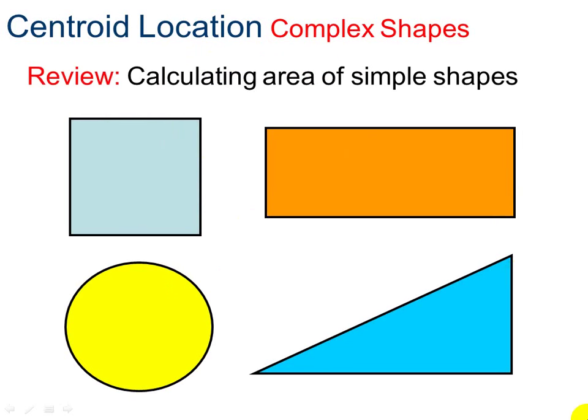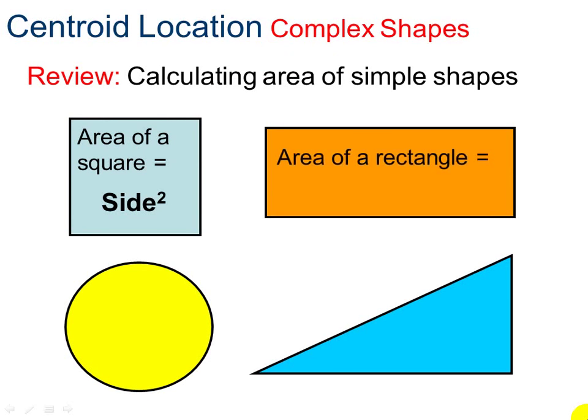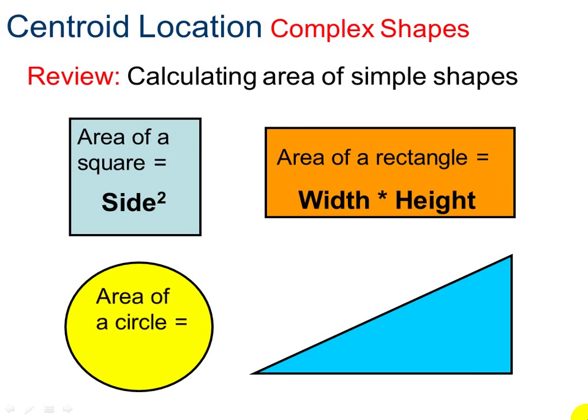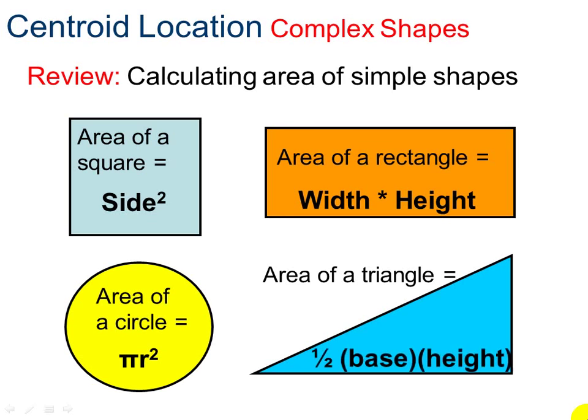So the area of a square is just the length of the side squared. The area of a rectangle is going to be the base times the height, or the width times the height. For the area of a circle, we have pi r squared. And for the area of the triangle, it is the base times the height, and we're going to divide it by 2 because it's half of a rectangle. So take a second and write these down. If you do not remember these from geometry, we're going to need them here in just a minute.